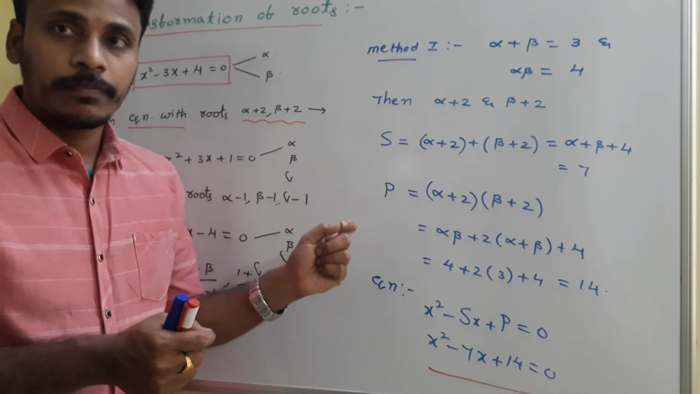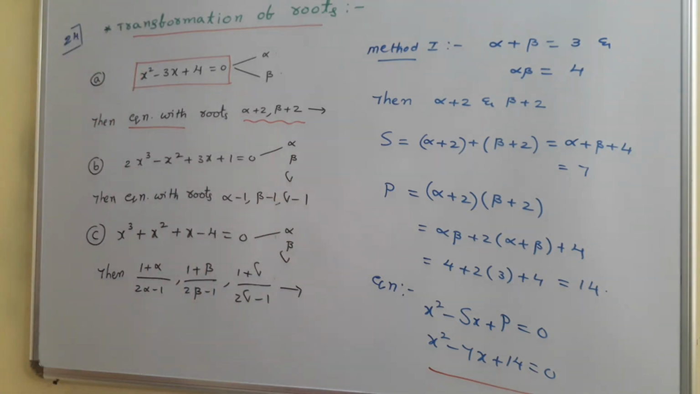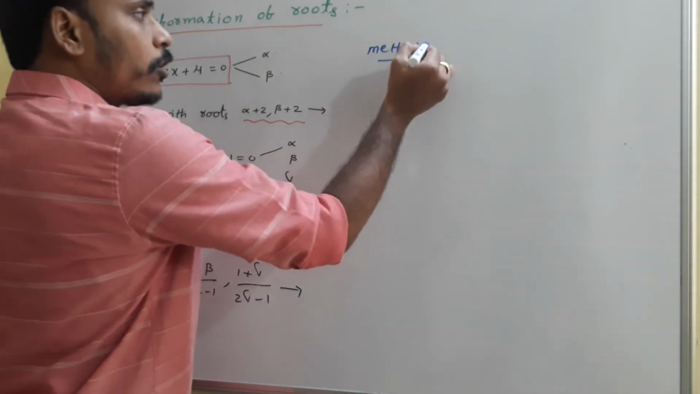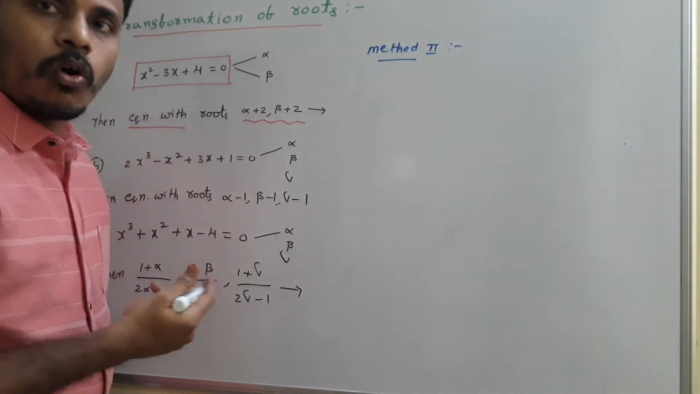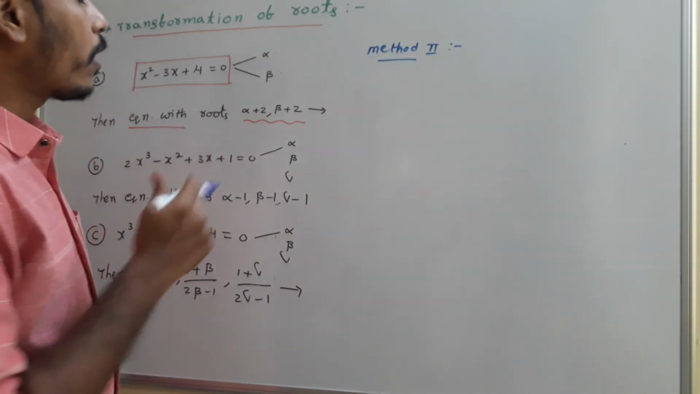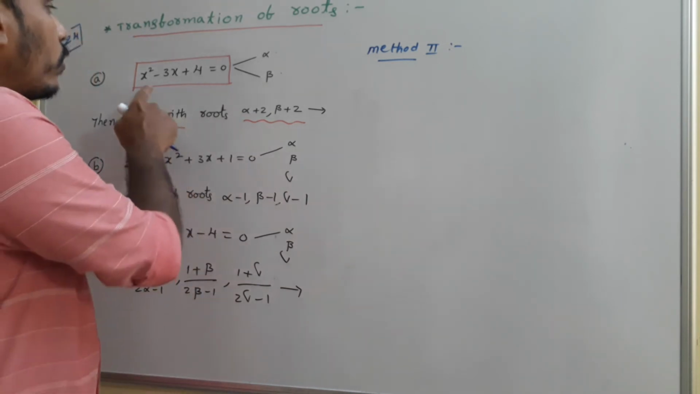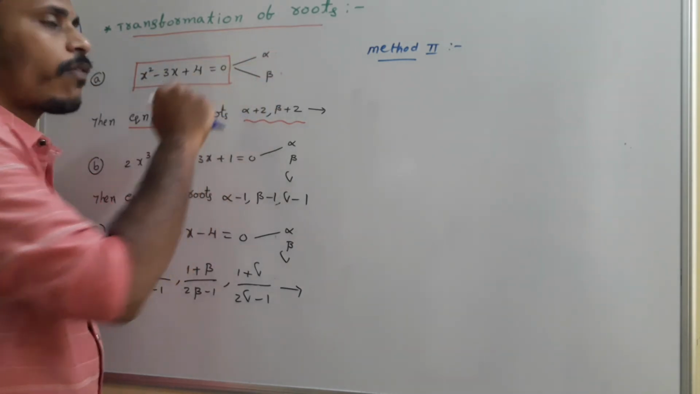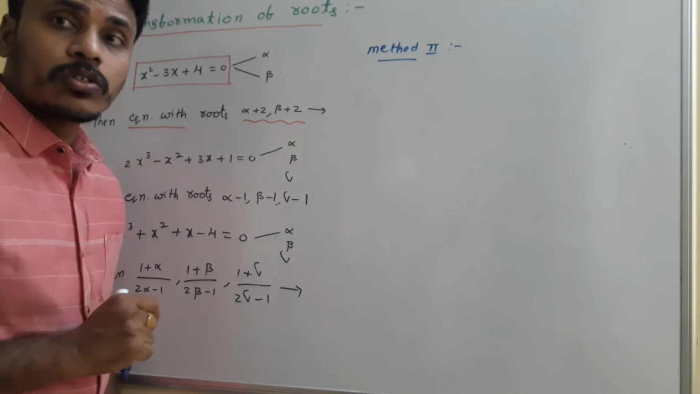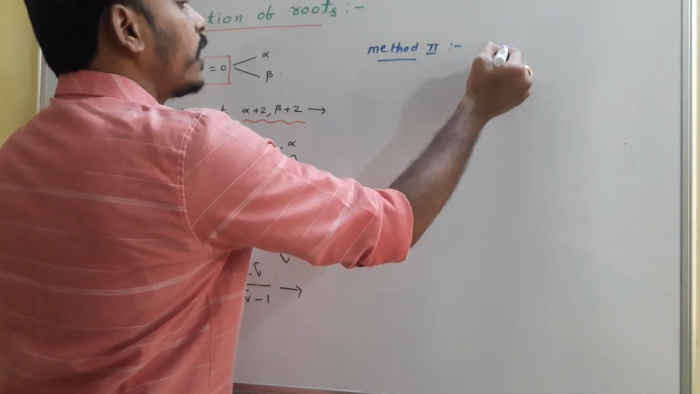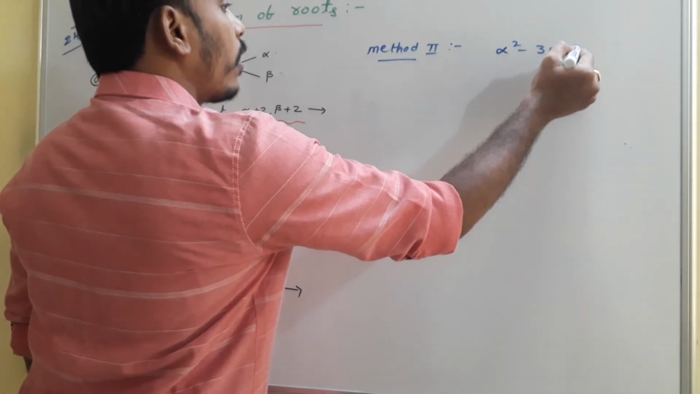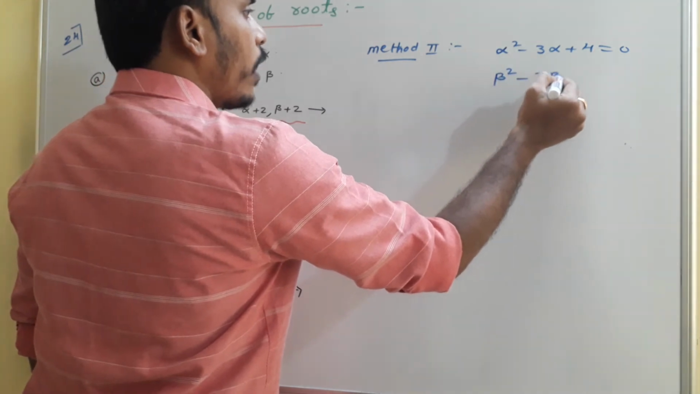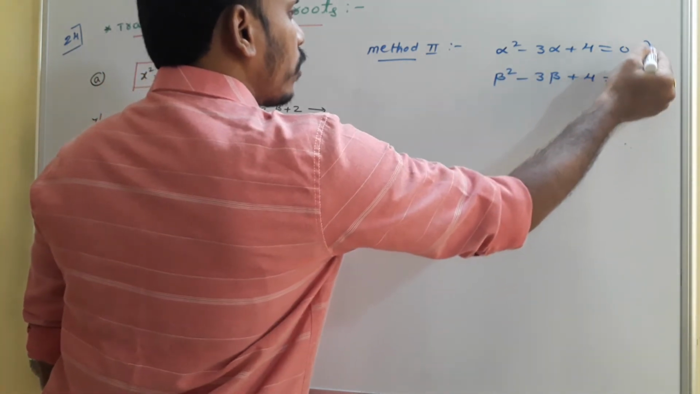This is method 1. Now method 2. This method 2 is a generalized way to solve all the problems related to the transformation of roots. In this method 2, look there, this x square minus 3x plus 4 is equals to 0. This equation has roots alpha and beta. Since this equation has roots alpha and beta, we will write that alpha square minus 3 alpha plus 4 is equals to 0. Similarly, we will write for beta also. Beta square minus 3 beta plus 4 is equals to 0.